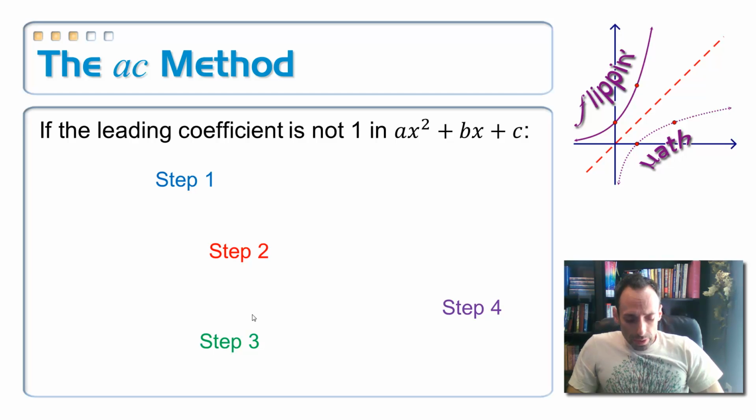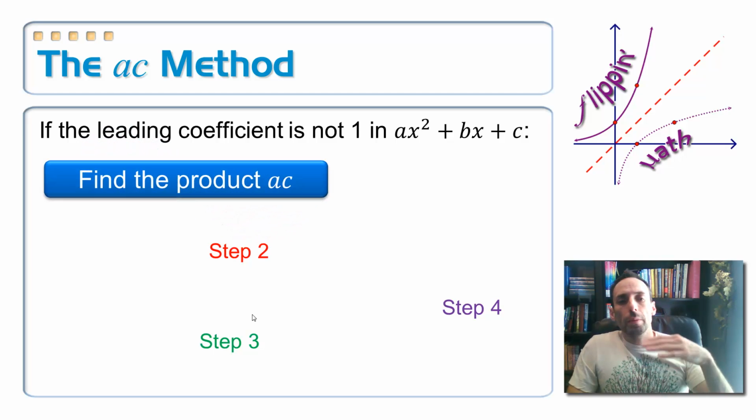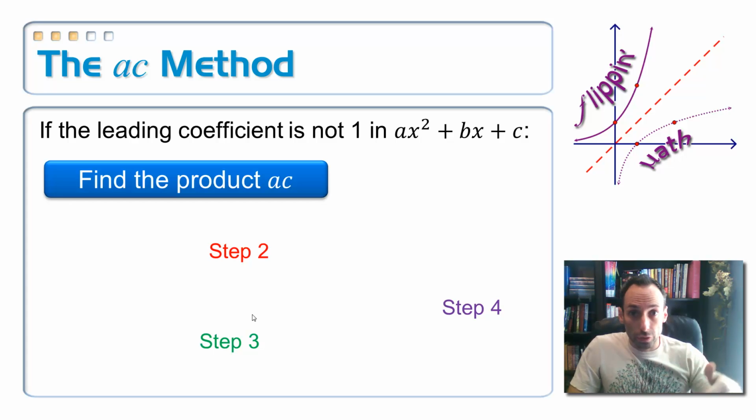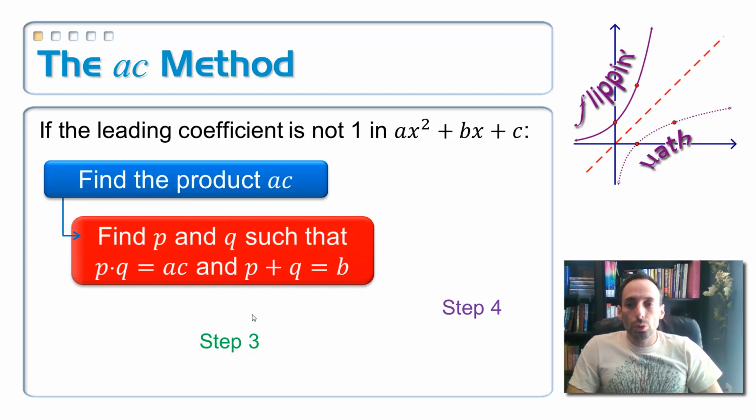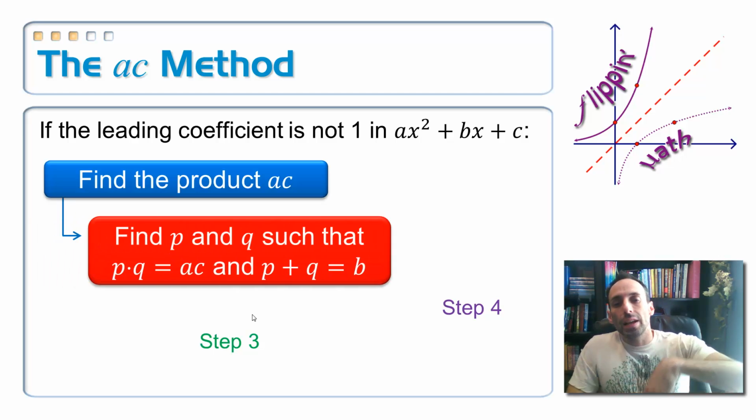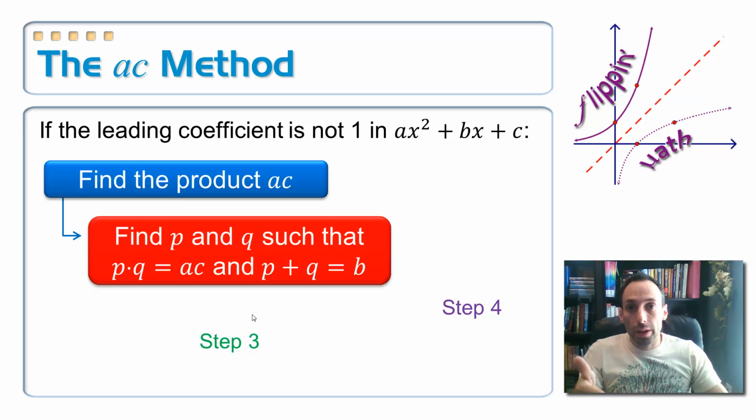Okay, so step number 1 is you're going to find the product a times c. Alright, so that's our product. We're looking for two factors that multiply up to that number. Okay, step number 2 is you're going to find p and q such that they multiply up to that ac, the product you just found, and they're going to add up to the middle term of b. Once I have found those two terms, I do not put them in the parentheses.